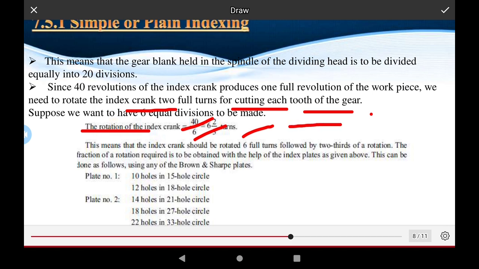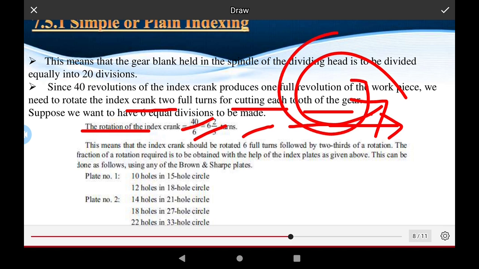these 6 turns are used to rotate the worm wheel and the gear. The gear is rotated for the 6 turns, and this is followed by two-thirds of a rotation, two-thirds of a rotation. The fraction of the rotation required is obtained by the indexing plate to complete the revolution of the part. That can also be done following the sum of the worm and shaft performed for the operations.